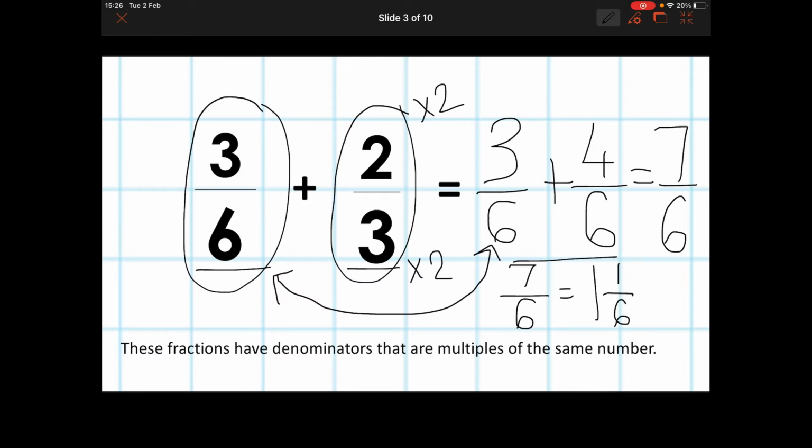So 1 whole and 1/6. Now remember that this line here means divide. So if you were to divide 7 by 6, you'd have 1 with 1 remaining. So this is how I have come to my answer. I have used division, I've just done it in my head.